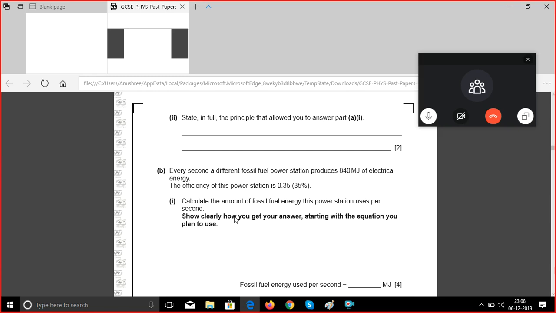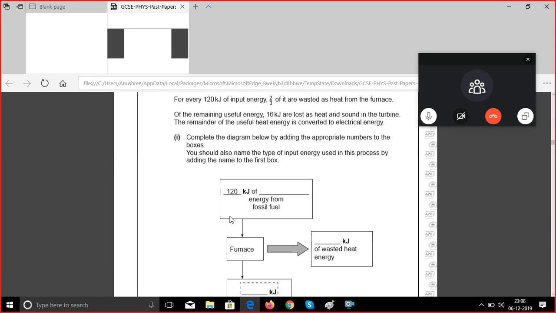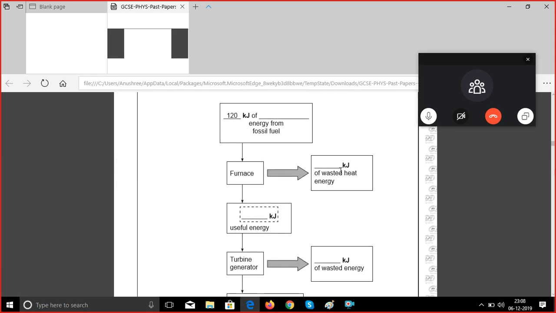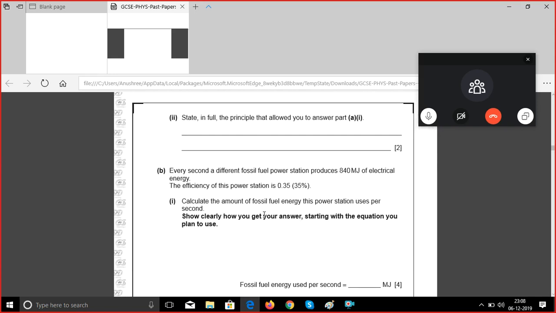Energy cannot be created nor destroyed, but it can change from one form to the other. Yes, so that's the answer. So you can clearly see that energy keeps on changing its form. It's 120 kilojoules, now it's in the furnace, it's lost, then it's remaining. So energy keeps on changing its form, but total energy remains the same. Okay.